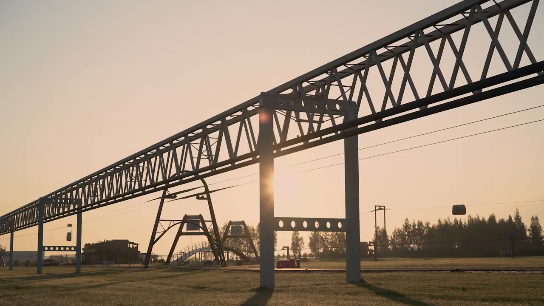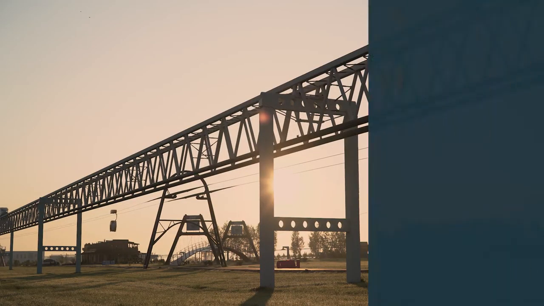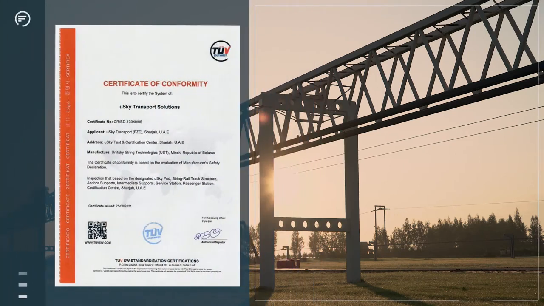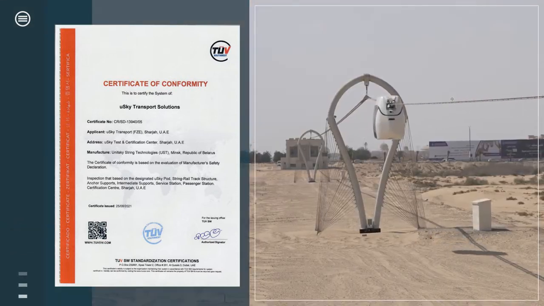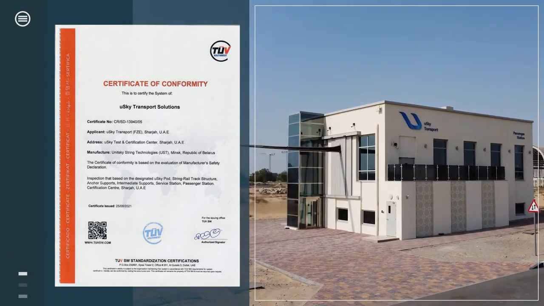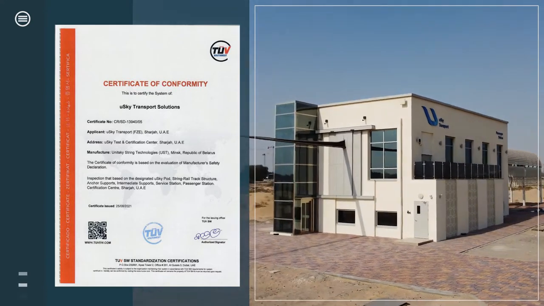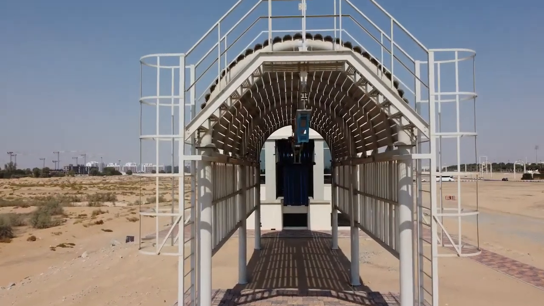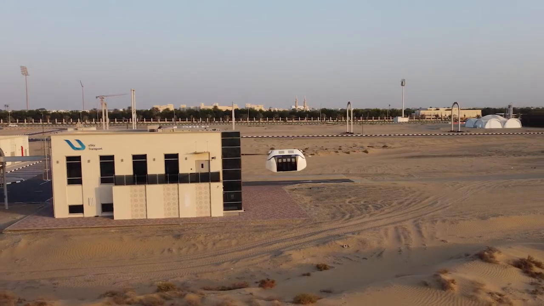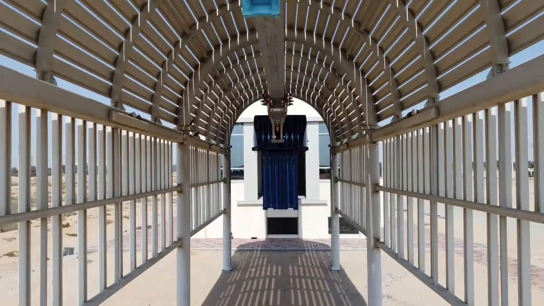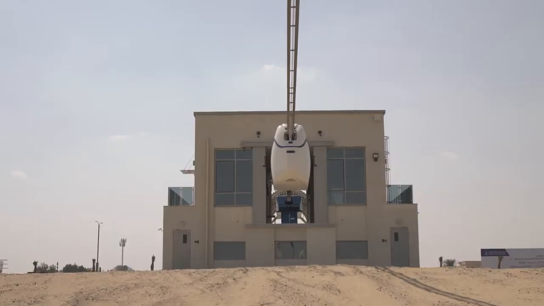A number of them have received certificates of conformity. The TUV Certificate of Conformity confirms safety of all elements of the complex: pre-stressed string rail transport overpass, U-pod, anchor supports combined with station facilities, repair shop and control room, intermediate supports, passenger stations, service station, including control room and repair shop.